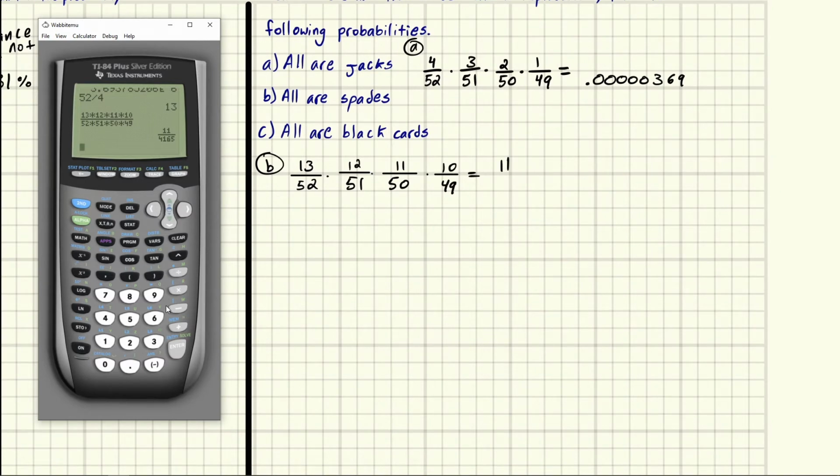Okay, so you could type the fraction if you really want to. What I'm going to do is convert to a decimal. So I'm going to hit the alpha key, F1, and at the bottom, fraction to decimal. You're going to have to hit enter twice, and we get out 0.00264. We'll stop right there.